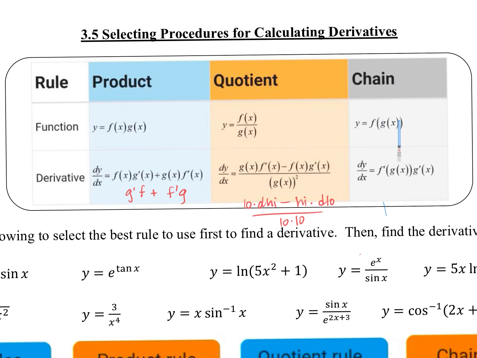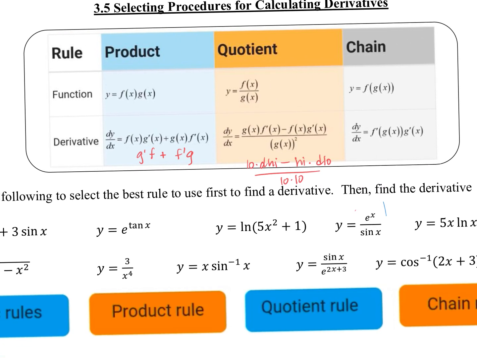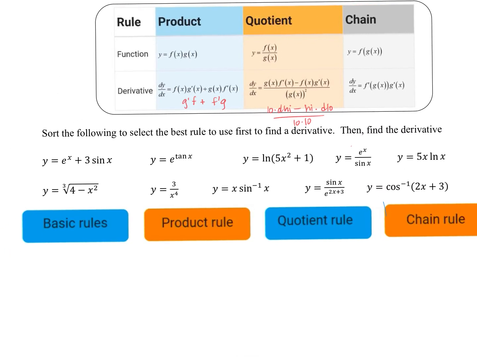And then what they do over here, we have f of g, and look what they did. They took the derivative of the outer, they left the inner, times the derivative of the inner. Cool. So all we want to practice on 3-5 is just, when do I use which?